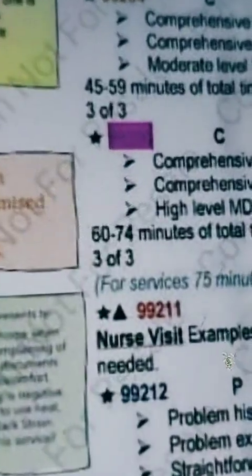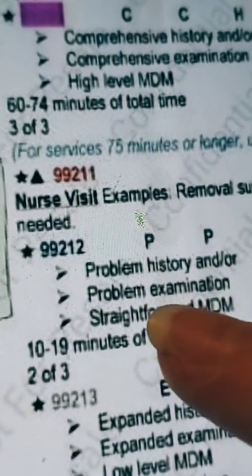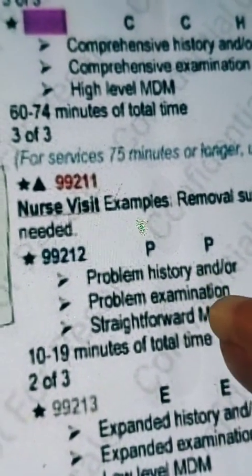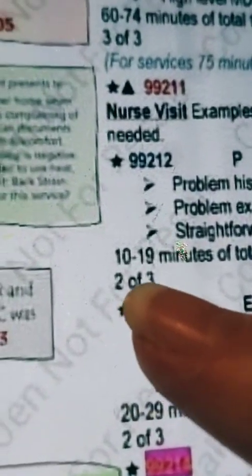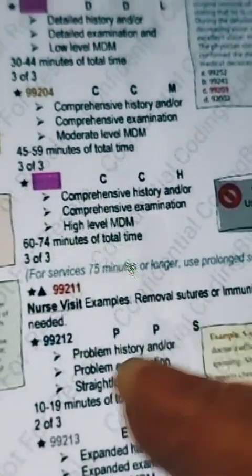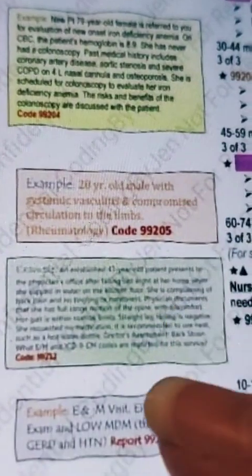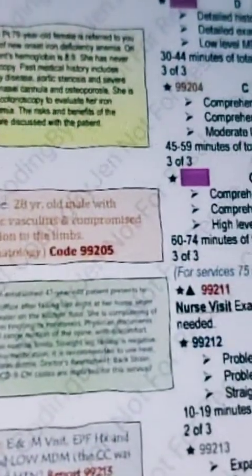So my E&M section has this. It's the CPT code and you can't see it because it's in pink, but it's the CPT code, and it'll list out your problem, straightforward, your MDM, your history examination. It'll tell you how many minutes and then 2 of 3 or 3 of 3 that you need. But it'll list out the codes and what's going on with each one, whatever you need. But then it'll tell you on either side of it what you can't code with it. It'll show you examples of how to code it and what to code it with. It's super cool. I love it.